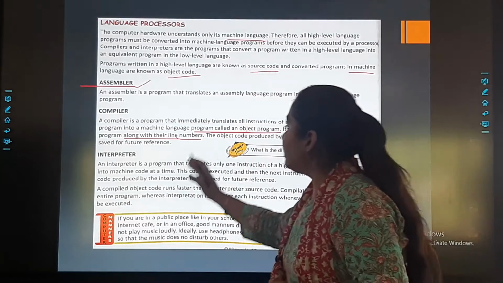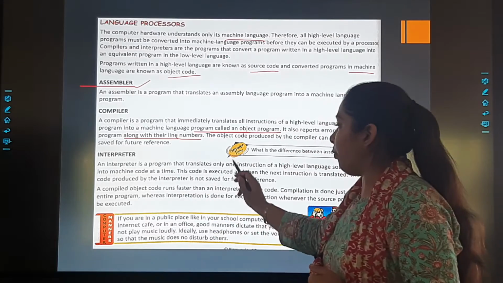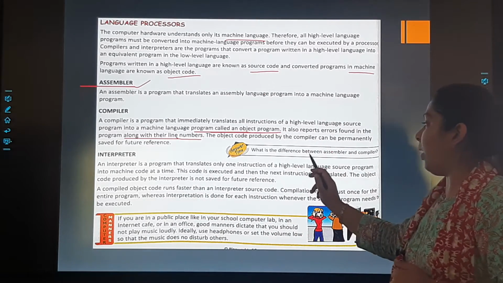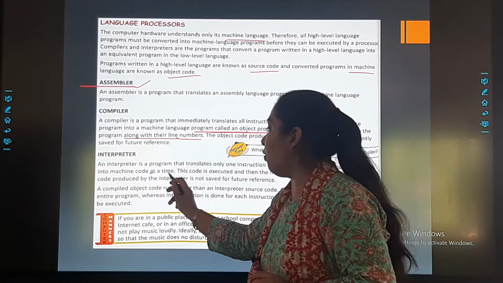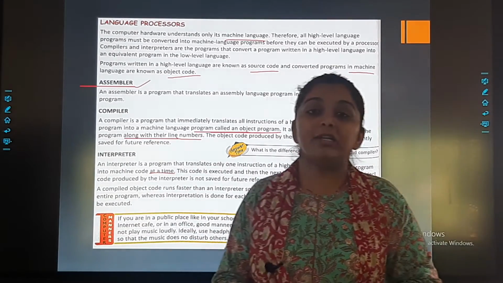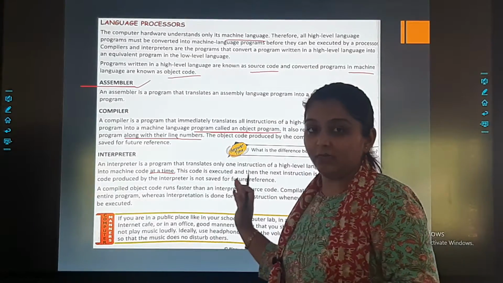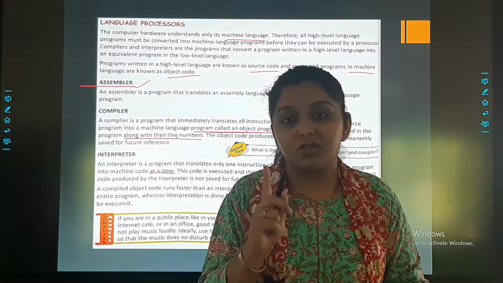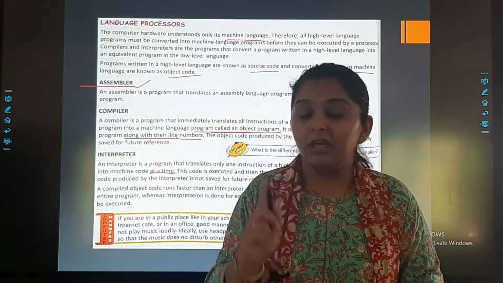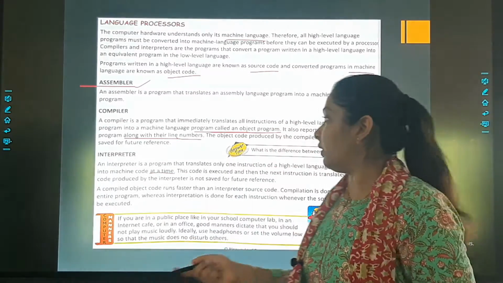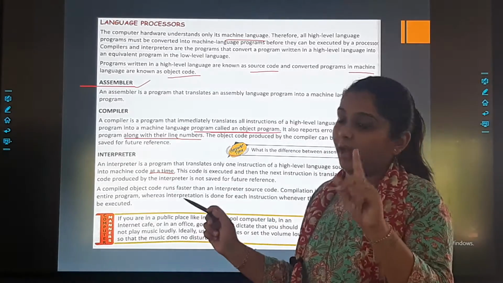Next, interpreter. Now what is an interpreter? An interpreter is a program that translates only one instruction of the high level language source program into the machine code at a time. It translates the high level language, but only one instruction of the high level language into the machine language. सिर्फ एक instruction convert होता है, translate होता है of high level language into the machine code at a time.